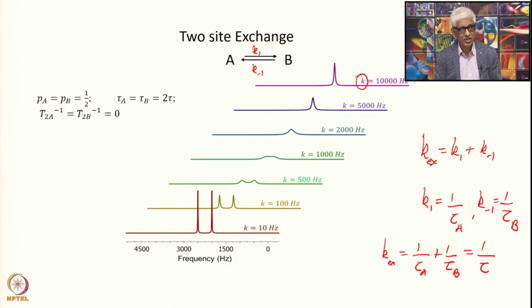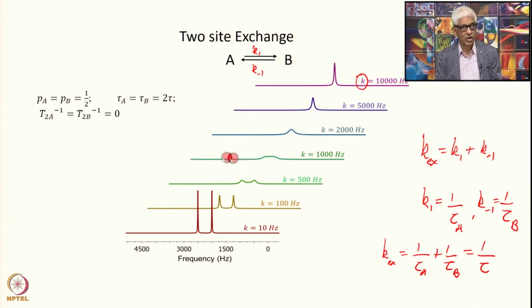Of course, how does one change the exchange rate? You can change the exchange rate by changing the conditions, like you can change the temperature, you can change the viscosity by adding different things and so on and so forth. And then it also depends upon the relaxation times of the individual states. How much is the relaxation time of the spin in the two sides?